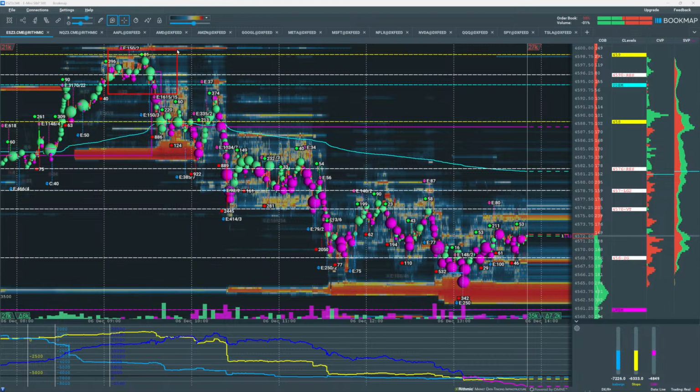Note that ES did reverse lower right at the cash open, right around this 4590 resistance level, as well as the upper daily expected move. Looks like that most likely will be the high of the day, and the support level, the low of the day, I guess really yet to be determined.